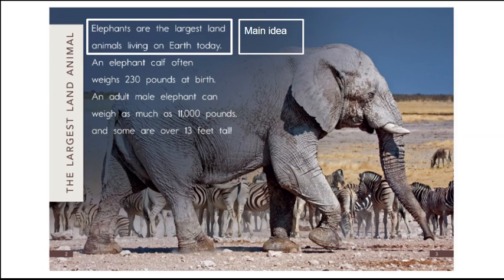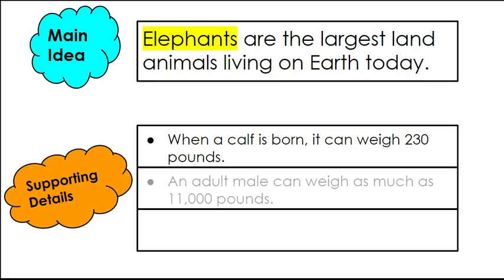Let's take a look at the next sentence. An adult male elephant can weigh as much as 11,000 pounds. Now, I broke this sentence up a little bit. I took the first part because it talked about how much they weigh. And again, 11,000 pounds. Wow. That to me would definitely tell me that they're the largest land animals.